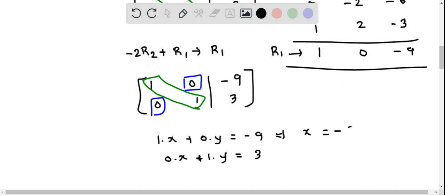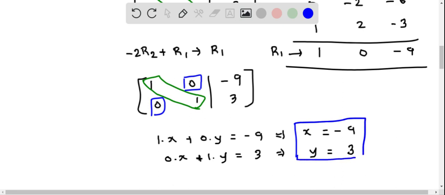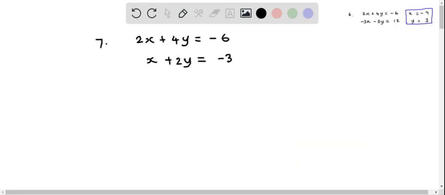So x equal to negative 9. And this implies 0 dot x is 0 and 1 dot y is y. So y equals 3. So we found the solution to the system, that is x equals negative 9 and y equals positive 3. Let's solve this system in question 7.